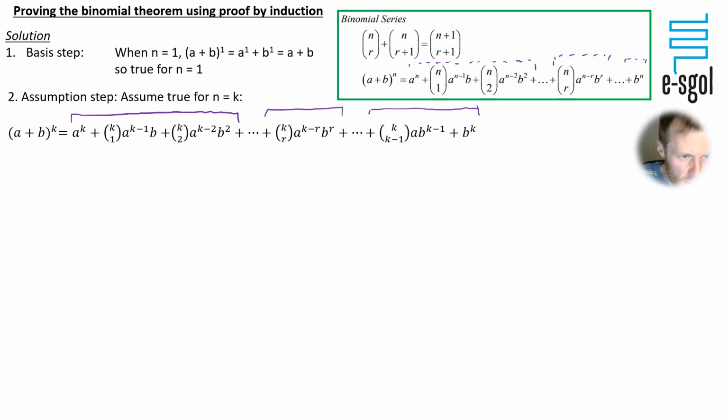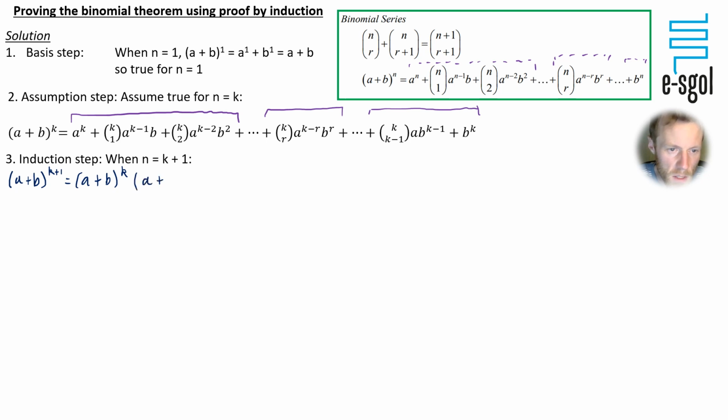So the induction step, when n equals k plus 1, we will have (a plus b) to the power of k plus 1 equals (a plus b) to the power of k times (a plus b). So we're going to multiply what we've got above by a, and then multiply what we've got above by b.